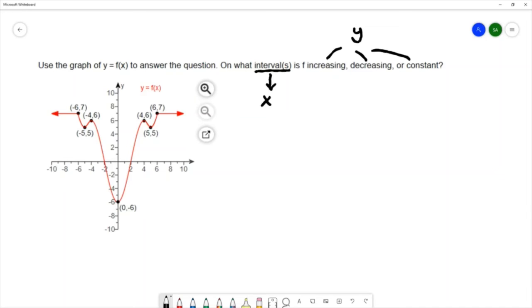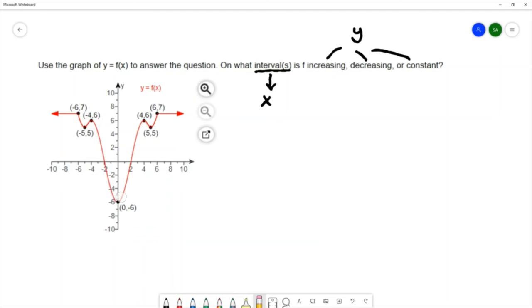So I'm going to start by just getting an overall understanding of what's happening. I'm going to trace the graph moving from left to right, and I'm moving from left to right to go from smallest to largest. So as I trace this portion of the graph, the y values are constant. We have a y value of 7 along this entire piece, so it's constant. Then the y values are decreasing, then increasing, then decreasing.